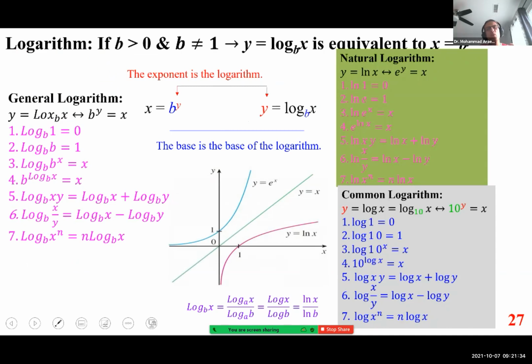Here's the synopsis of what you need to know in order to have an easy time with logarithmic and exponential functions.